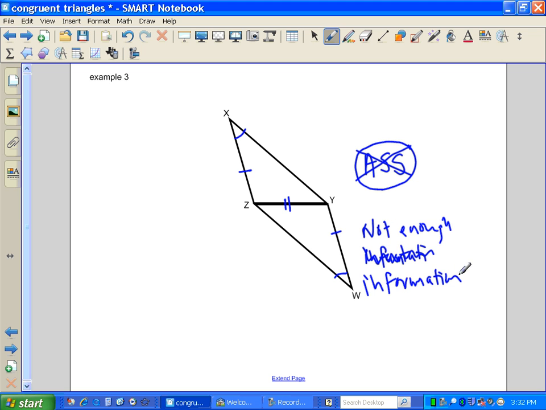Information, not enough information to say that the triangles are congruent.